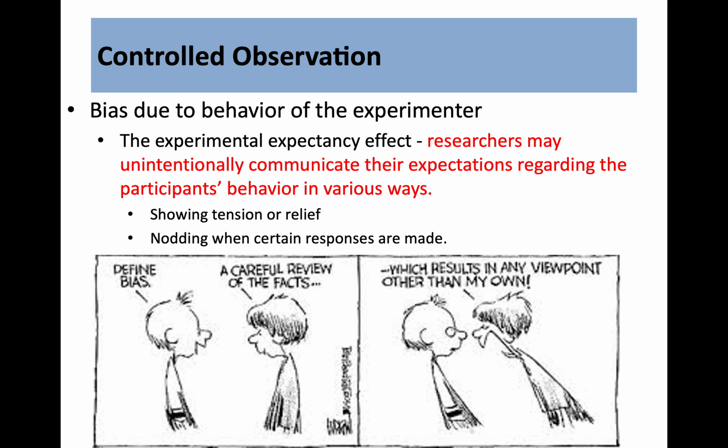Bias due to behavior of the experimenter is the experimental expectancy effect. Researchers may unintentionally communicate their expectations regarding the participants' behavior in various ways, such as showing tension or relief, or nodding when certain responses are made.